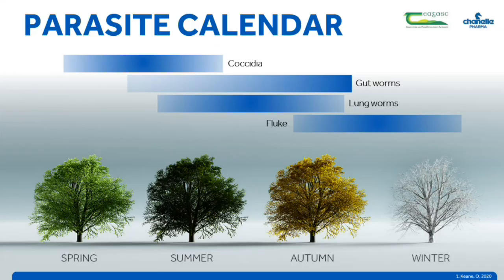This slide nicely visualizes when key parasitic problems occur throughout the year. As we've said, the primary concerns for producers at this time of year, i.e. the spring, are coccidiosis and gutworms. Lungworm and acute fasciolosis tend to occur later in the year.